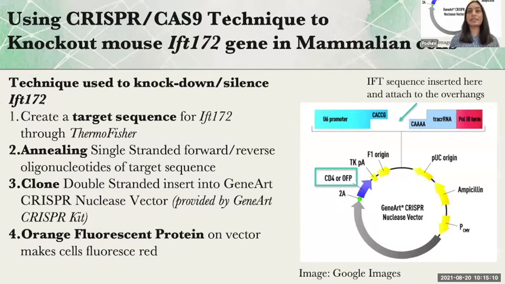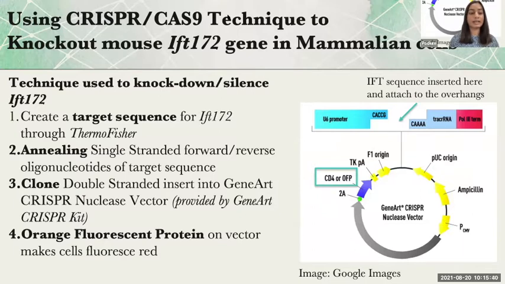So how exactly are we going to be knocking out the IFT-172 gene in mammalian cells? So we will be using the technique called the CRISPR-Cas9 technique. And the first step in this process is to create a target sequence for IFT-172 through a website called Thermo Fisher. So IFT-172 is a long sequence of nucleic acids, and for the CRISPR-Cas9 technique, you can only use a short sequence. So that's why we create a target sequence.